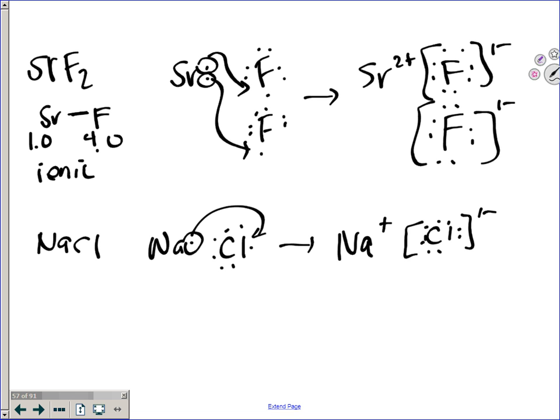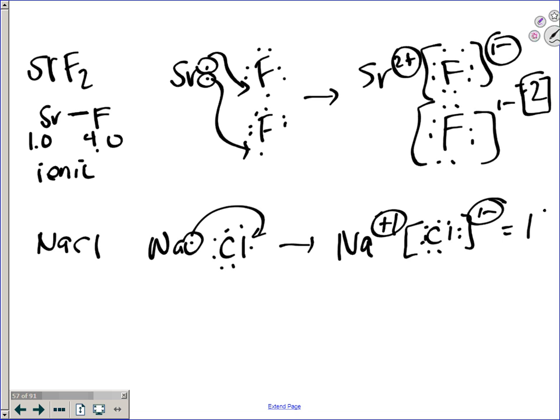So what's the charge product between these? 2. Okay. What's the charge product between these? 1. Okay. So what would we then rank as the highest boiling point? SrF2, because it has a higher charge product than this one. Okay. What's the next one on the chart?